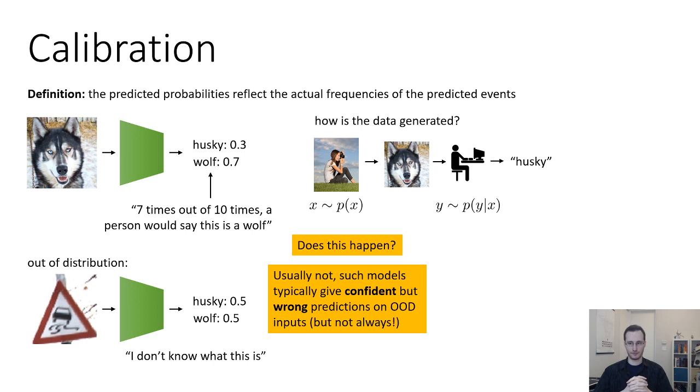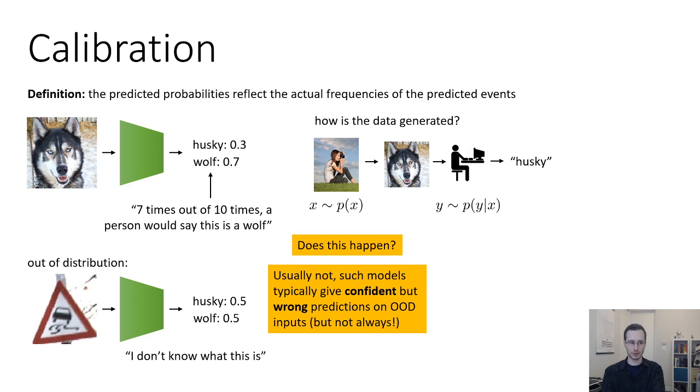Usually not. Usually you don't get this because the training data doesn't contain out-of-distribution examples. That's the definition of out-of-distribution. The network has never seen examples for which it is supposed to be not confident. It's only seen examples for which it should be confident. It's only seen huskies and wolves. Basically, none of the above, or 50-50, is not in its vocabulary. It never had to say that before, and therefore it won't.